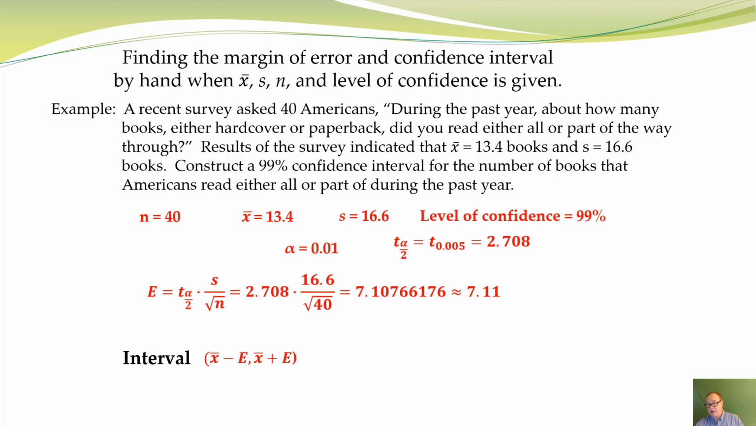So the interval is going to be x bar minus e, x bar plus e. So you take 13.4 minus 7.11, you get 6.29. You take 13.4 plus 7.11, you get 20.51. Okay, so hence mu is greater than 6.29, less than 20.51. And of course I forgot the degrees of freedom earlier. Now that's coming in late. s came in early, degrees of freedom come in late.